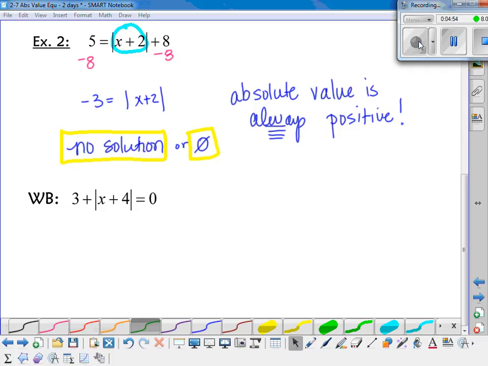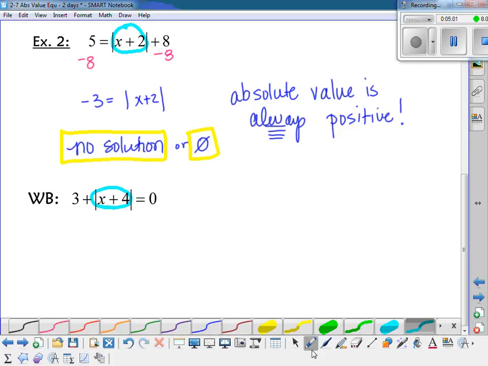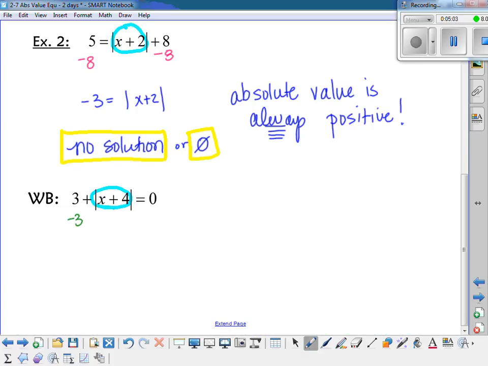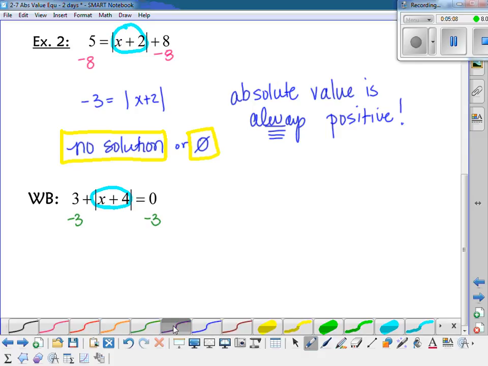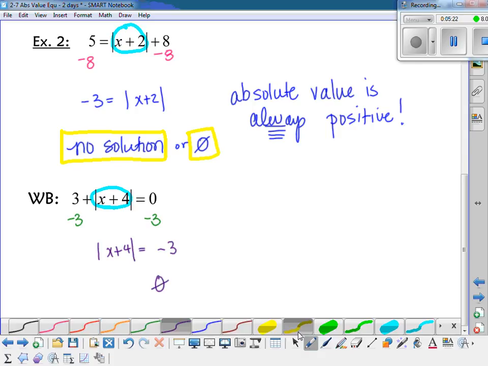All right, so to isolate the absolute value here, x plus 4, we need to subtract 3 from both sides. And when I do that, I'm left with the absolute value of x plus 4 is equal to negative 3. So because I've got that negative sign, alarm bells should be going off. Absolute values can't be negative, so that means that there is, in fact, no solution.